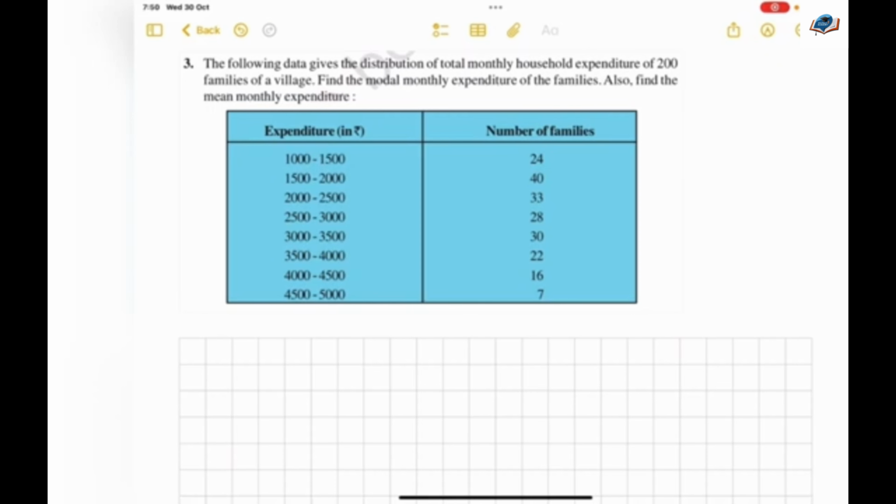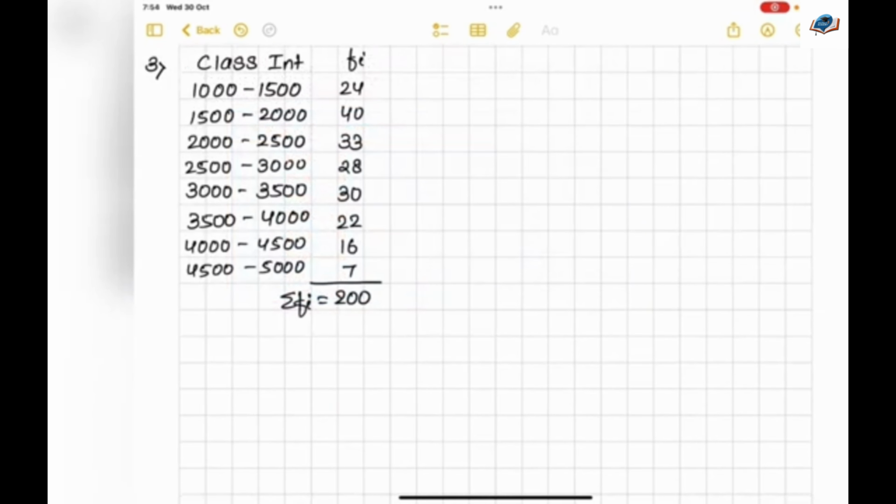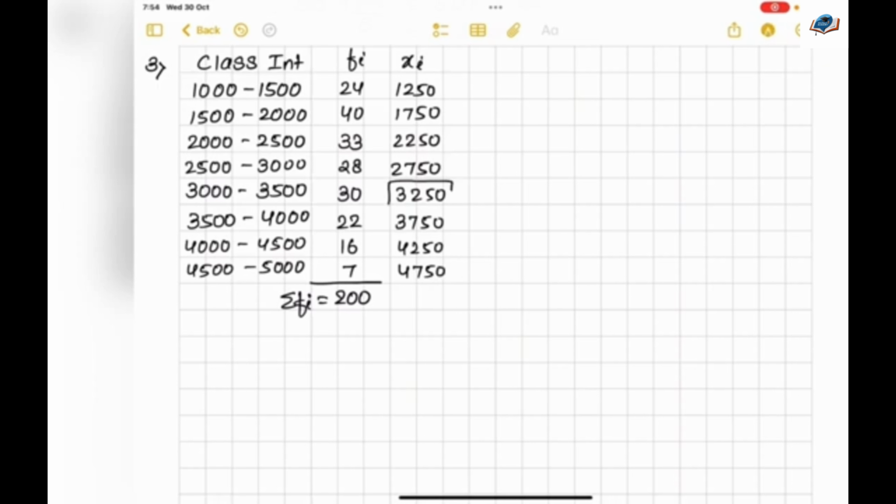Now the next question says the following data gives the distribution of total monthly household expenditure of 200 families of a village. Find the modal monthly expenditure of the families. Also find the mean monthly expense. Now writing it in the tabular form and then finding xi. So xi will be 1250, 1750, 2250, 2750, 3250, 3750, 4250 and 4750.